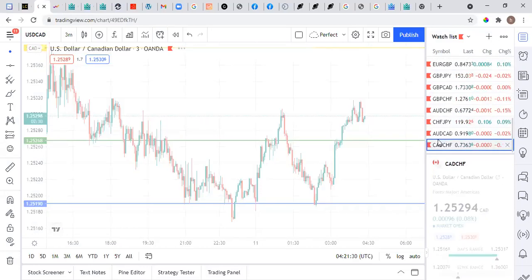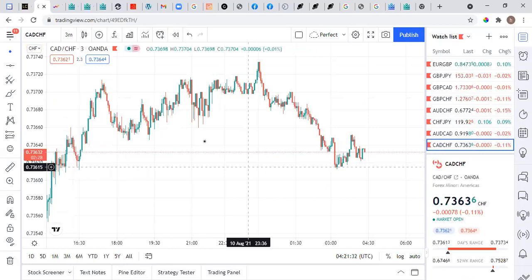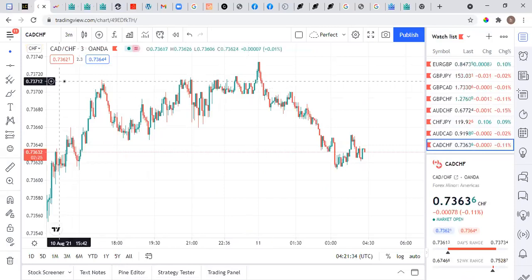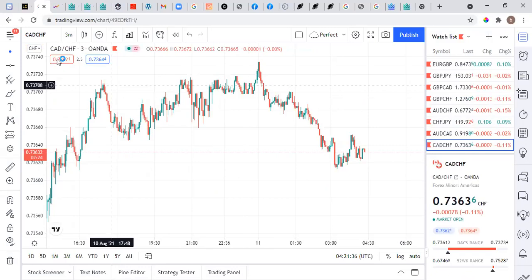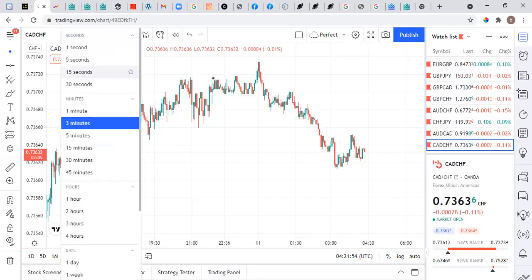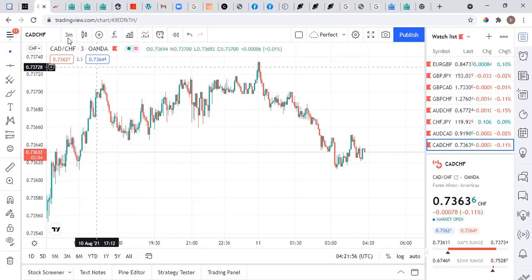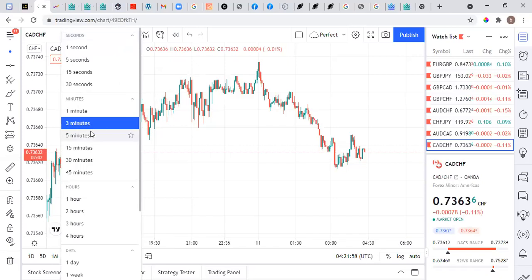So we were on card CHF, right? Okay, so let's say we're going to be analyzing card CHF. That's Canadian Swiss francs. So let me just teach you a bit of these tools here, the symbols around. So this 3M shows you the time frame. Once you click it, it can be 1 day, it can be any time frame.